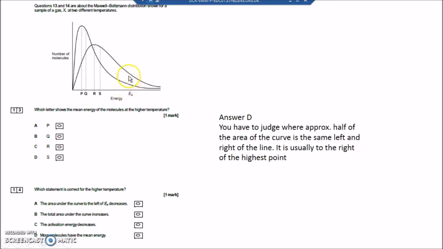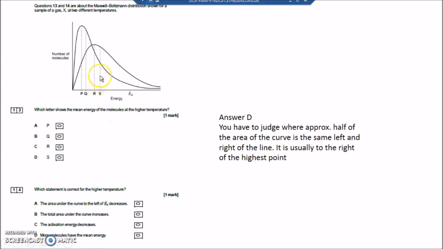The area underneath the curve to the left of EA decreases. That is true, because the area underneath the curve to the right increases. The total area underneath the curve increases. No, the total area underneath the curve stays the same, because that represents the total number of molecules in the sample, and the sample hasn't changed. The activation energy decreases. No, the activation energy is the same. What actually happens is at a higher temperature, more particles have the activation energy, and therefore are more likely to have successful collisions. More molecules have the mean energy.